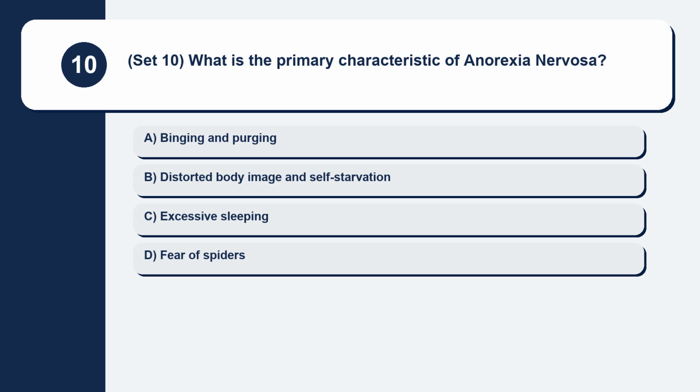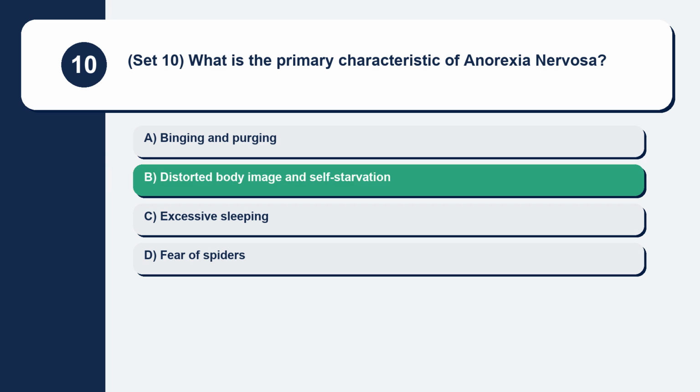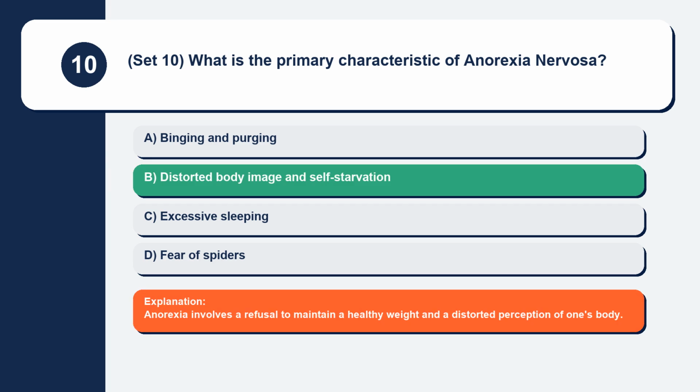Question 10. Set 10. What is the primary characteristic of anorexia nervosa? Binging and purging, distorted body image and self-starvation, excessive sleeping, fear of spiders. Anorexia involves a refusal to maintain a healthy weight and a distorted perception of one's body.